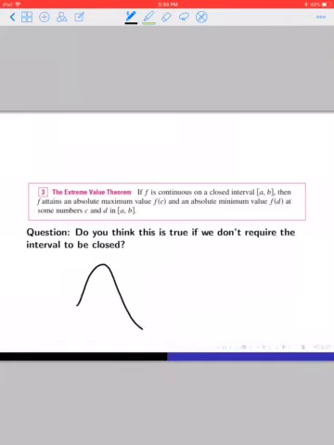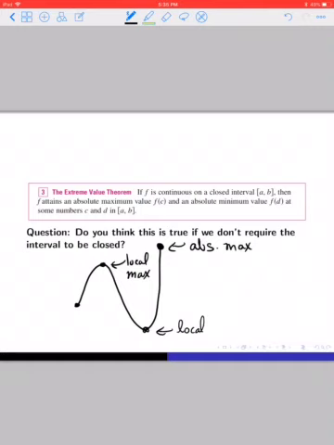a graph that goes like this, well, we can talk about the absolute maximum, which would be the highest point that our function reaches on our domain, or we could talk about things such as a local max. Okay? And this would be a local min down here, and it's also the absolute min.